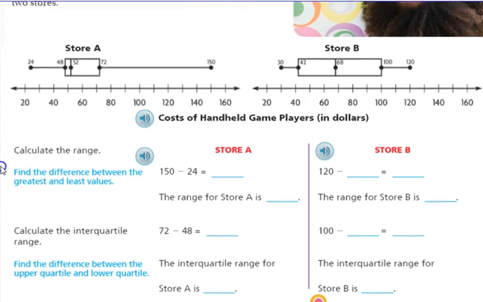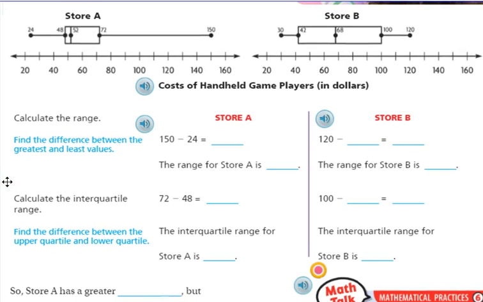All right, so they've already done the box plots for us, store A and store B. If we look at store A and store B, we would calculate the range. We have the costs of handheld game players in dollars, so that's the title. So we're going to calculate the range. For store A, the highest number is 150 and the lowest is 24. So we know range is highest minus lowest. So this range is 126. If we come over here to store B, we have 120 minus 30.